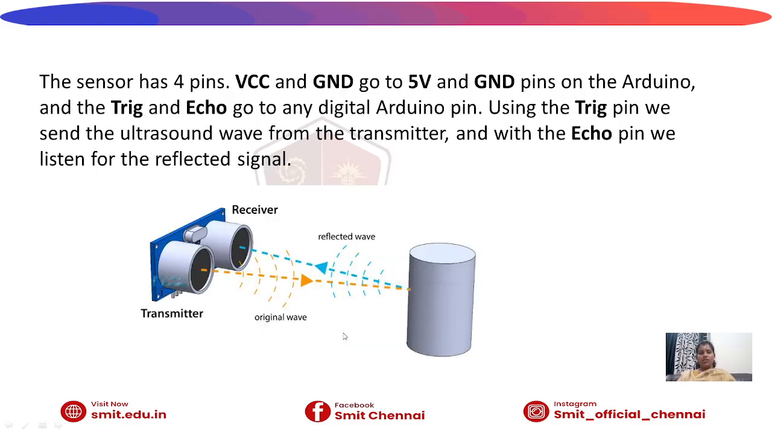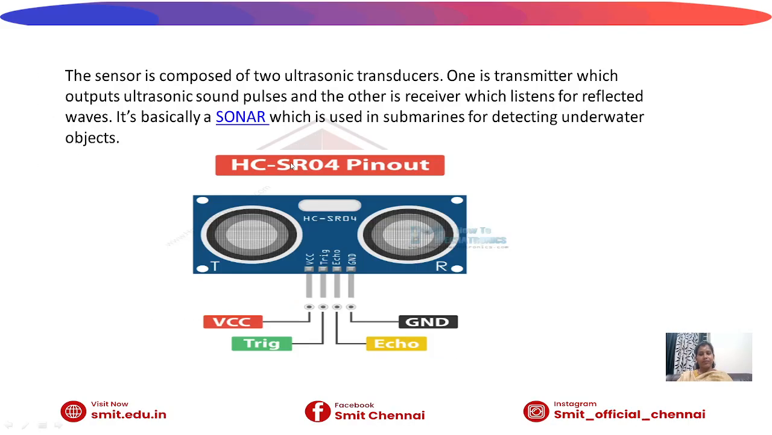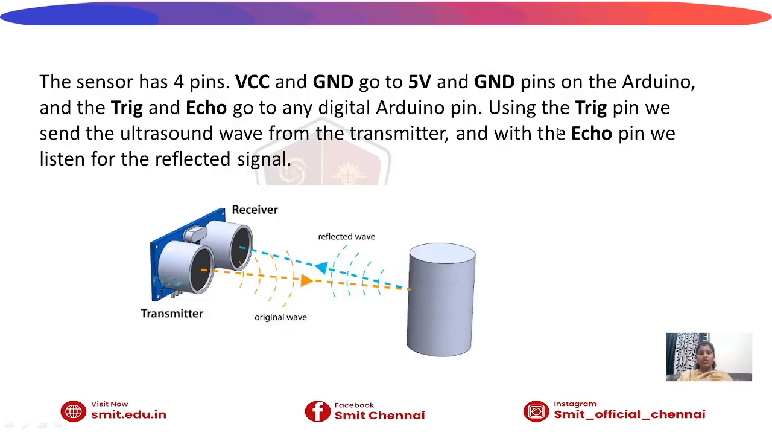The sensor has 4 pins. VCC goes to 5 volts, and the ground pin goes to the ground pin of the Arduino board, right? The trigger and echo go to any digital Arduino pin. That means a transmitter and a receiver. Using the trigger pin we send the ultrasonic sound, that is the transmitter, and with the echo pin we listen for the reflected sound.